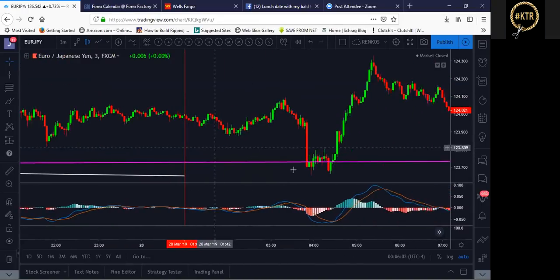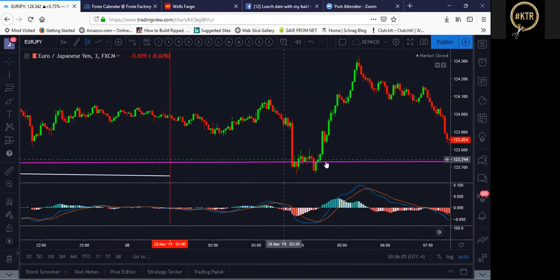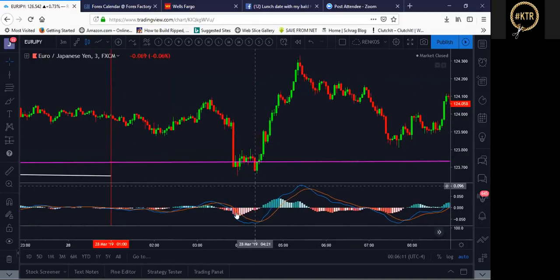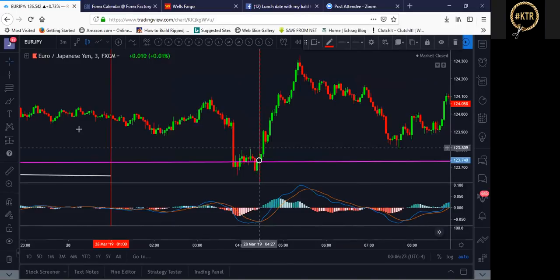Perfect. You see, it respected my trend line. There's no way I could have made this up, guys. I would have found my perfect entry using my MACD. As you can see, the MACD crossed here. This was my entry. I'm sorry, we move that over to the right just a tad bit. It crossed over here.